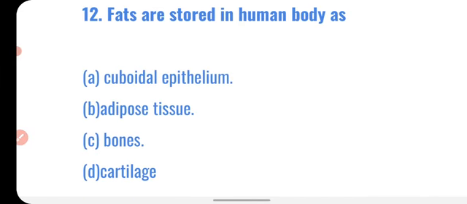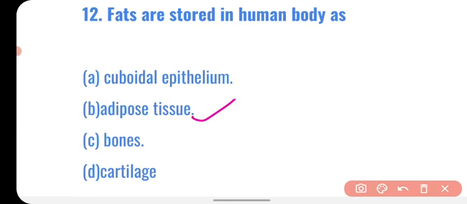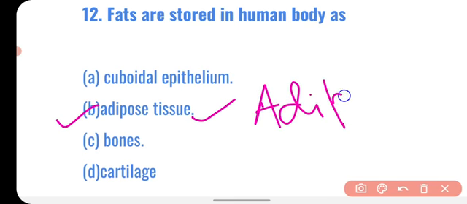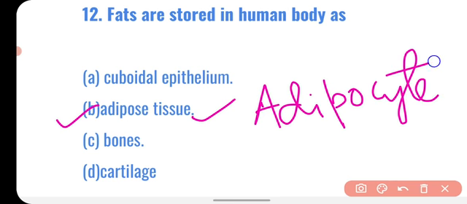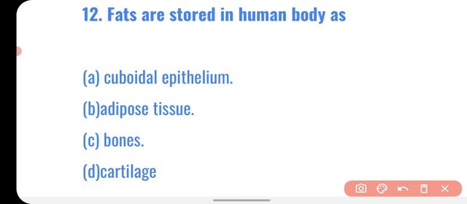Question number 12. Fats are stored in the human body as cuboidal epithelium, adipose tissue, bones, cartilage. So we studied the adipose tissue in the types of connective tissue, and we got that in adipose tissue the fats are stored in its cell, which is called adipocyte. In an adipocyte, the fat is stored, which is the cells of adipose tissue. So fats are stored in the human body as adipose tissue.